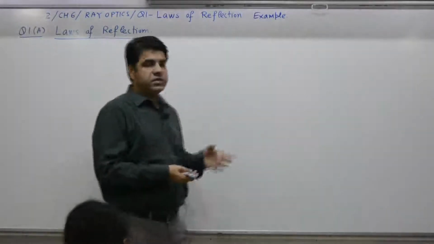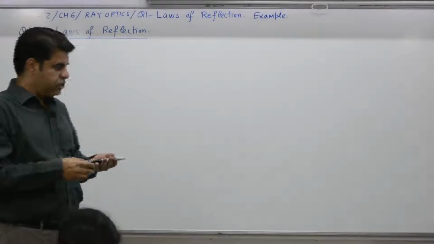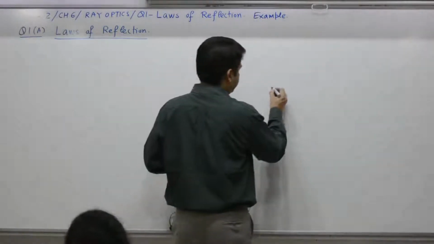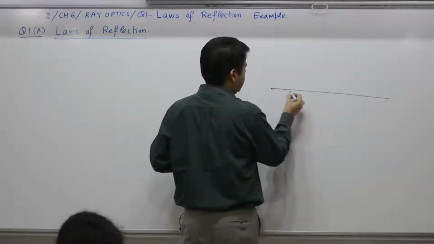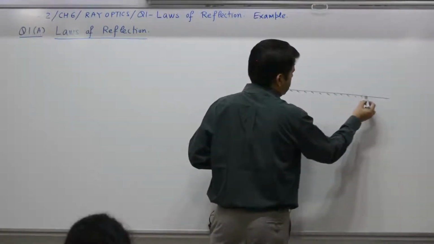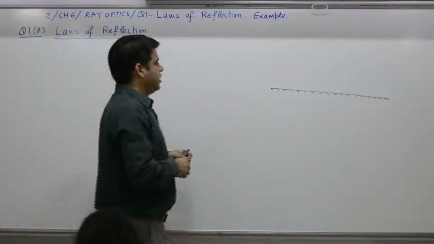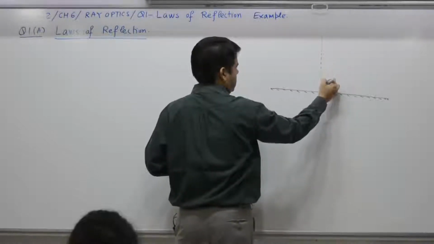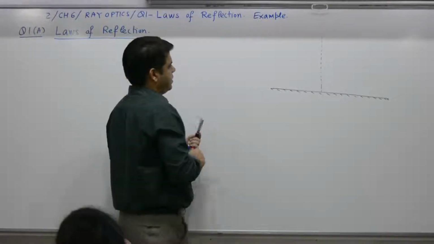For ray optics, the first part is reflection, something which you have covered in school also. If there is a reflecting surface, say a mirror, and there is a normal to the surface, a ray hits the surface.